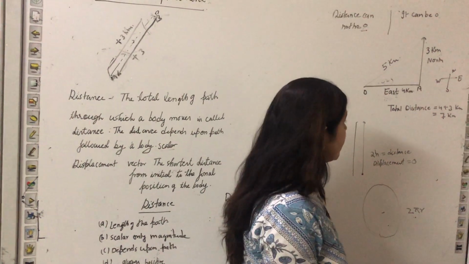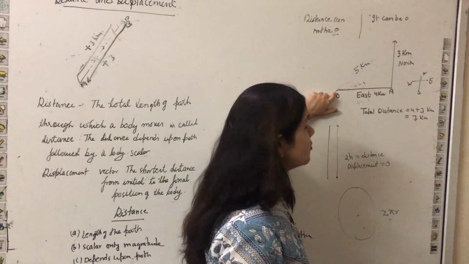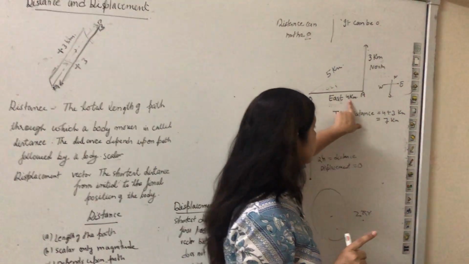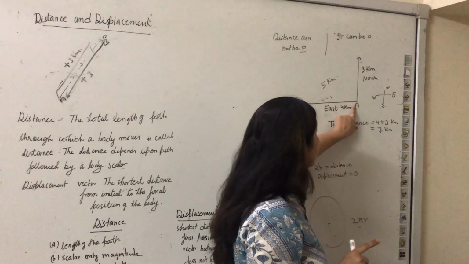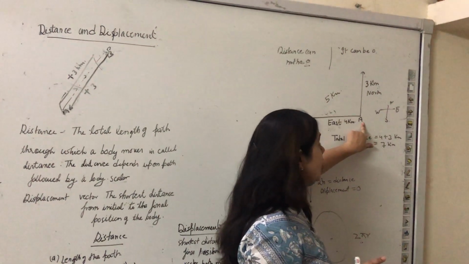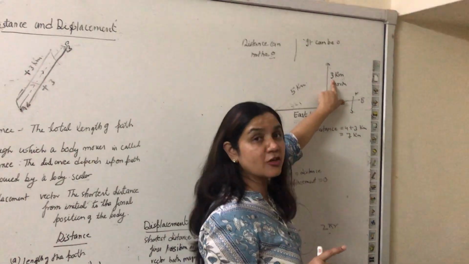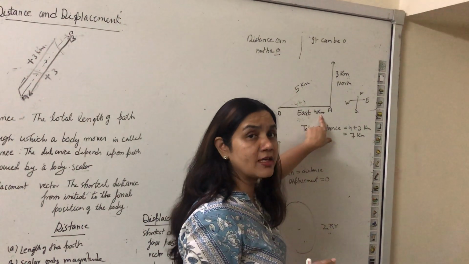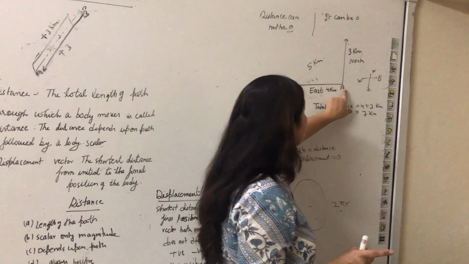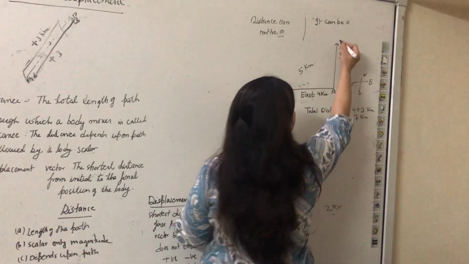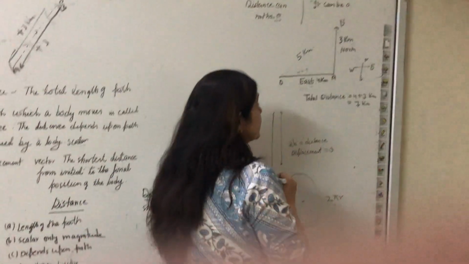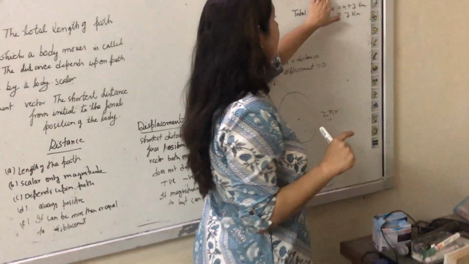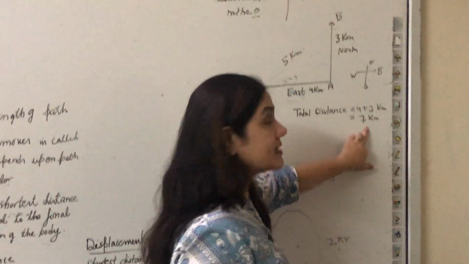How will you calculate this type of question? Suppose a person is moving towards the east and covers 4 kilometer, O to A. Then he moves from A to B to the north, that means 3 kilometer. So O to A, in the direction of east, he covers 4 kilometer, and then A to B, in the direction of north, he covers 3 kilometer. How will you calculate the distance? Distance means the total path. This is the path, 4 kilometer plus 3 kilometer.